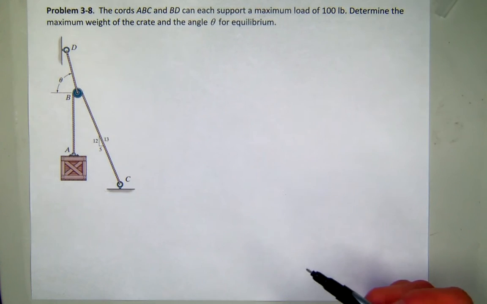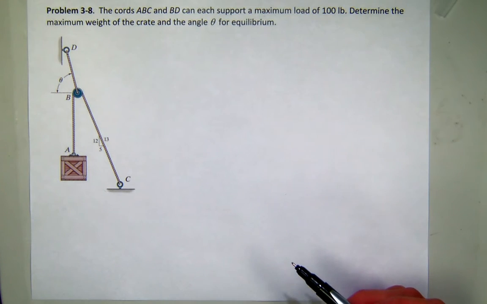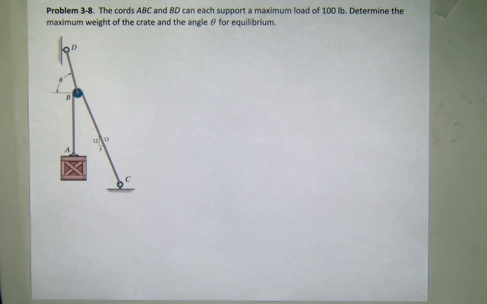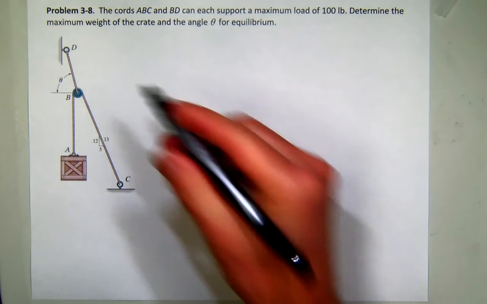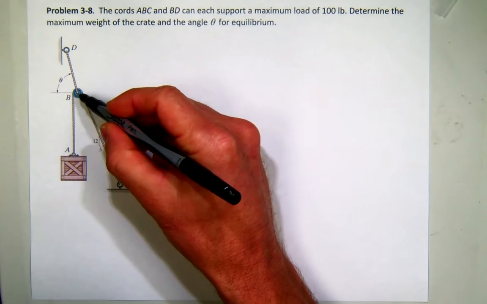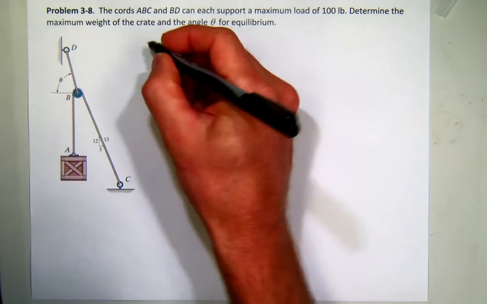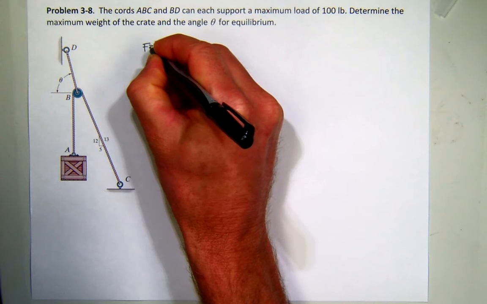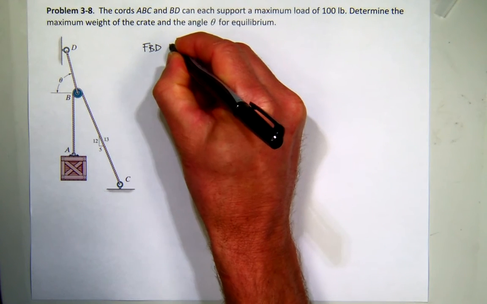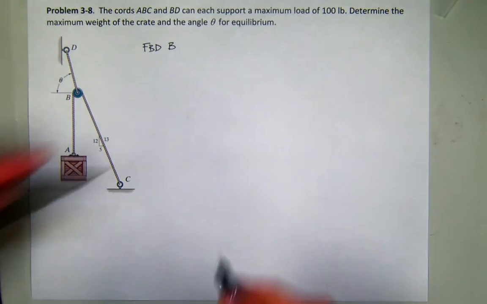So that's really our two unknowns. So let's get started. We're going to know the tension in the cable. We're going to assume that it's going to be at the limit. So let's go ahead and draw a free body diagram at B. So here's our free body diagram, and we're going to draw that at B.